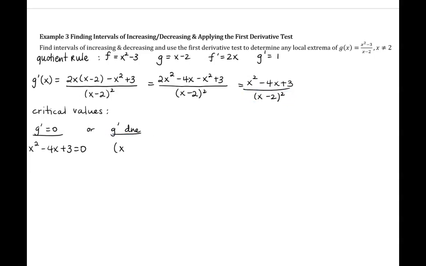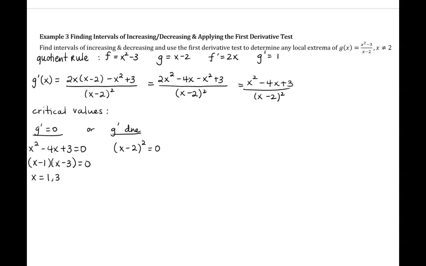So when we're working with a fraction looking for critical values, we essentially set both the numerator and the denominator equal to 0, because where the numerator is equal to 0 will be where the entire fraction equals 0, and where the denominator is equal to 0 will be where the fraction does not exist. And now we will work on solving these two equations. This first quadratic equation can be solved by factoring.